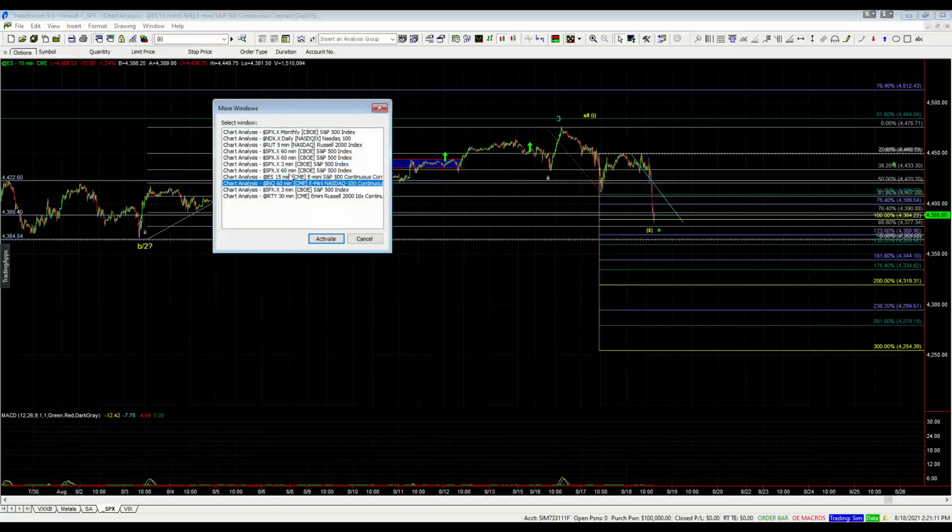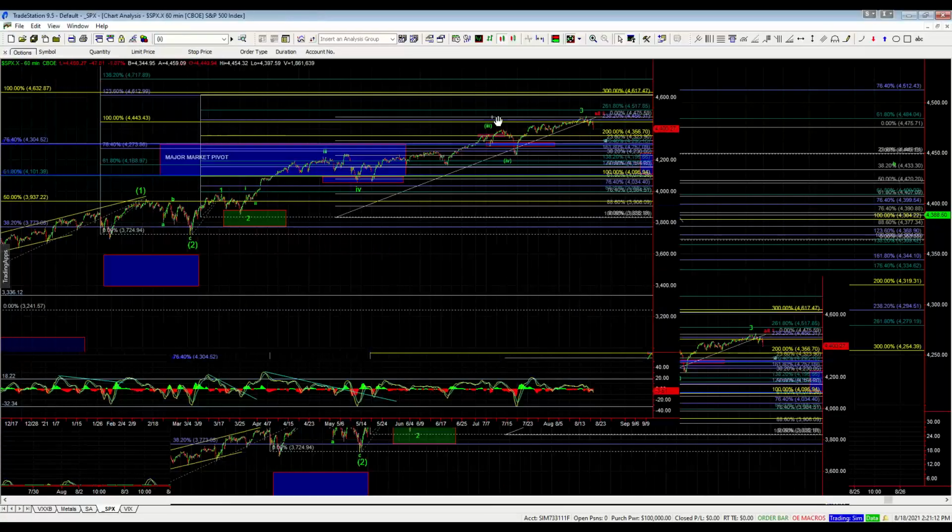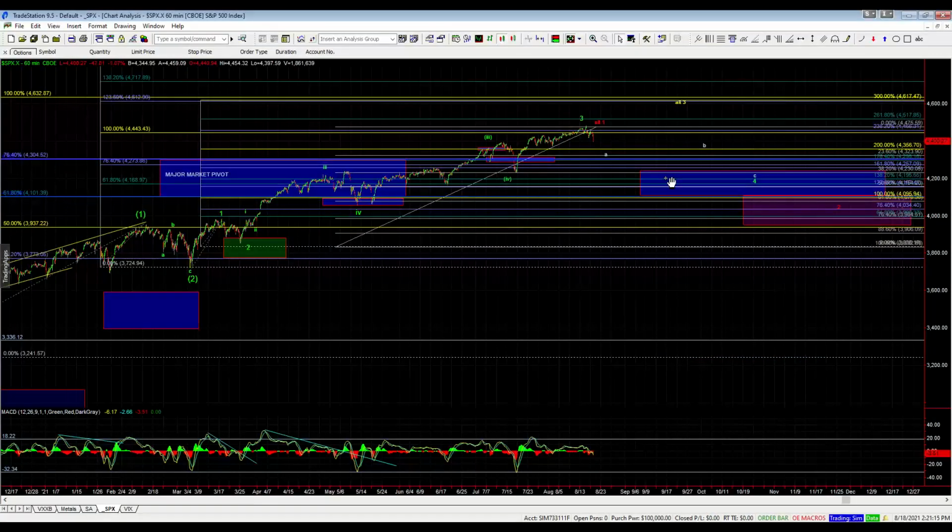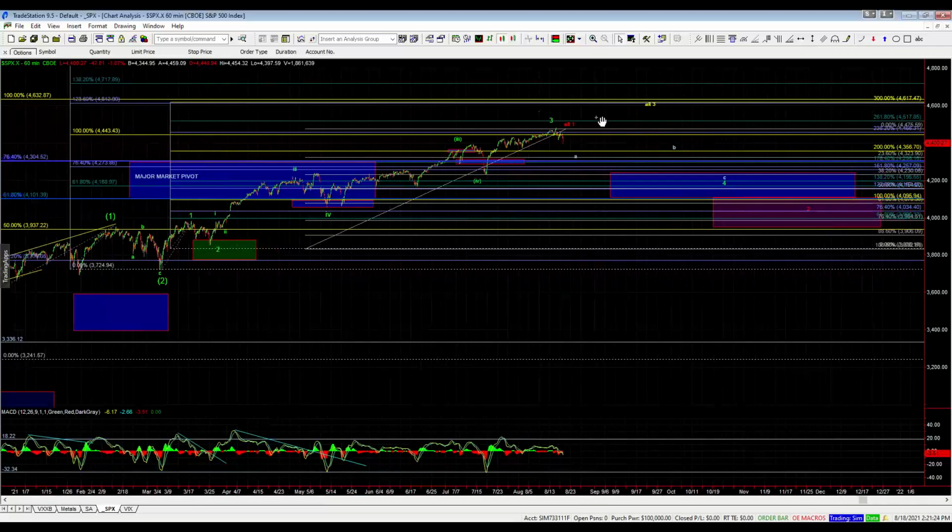more complex ABC structure to the downside, and we look for a move down towards a 42.30-ish to 41.50-ish for the bottoming zone for this wave 4. So that's what we're looking at on the alternate count under the yellow path, the more immediately bullish path.